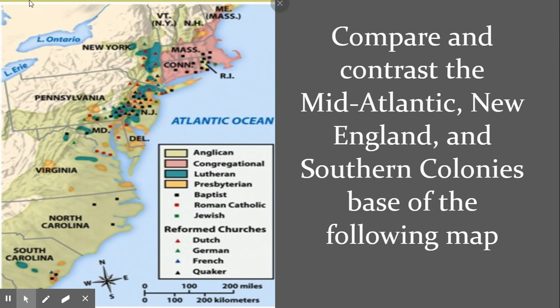But then you're going to have some Lutheran. You're going to have some Presbyterian. But with Presbyterian, they're going to break off. But you're going to have Baptists, Roman Catholic, Jewish. So guess what? You have a mix of cultures, and these are the early days of America becoming a melting pot for all sorts of religions.